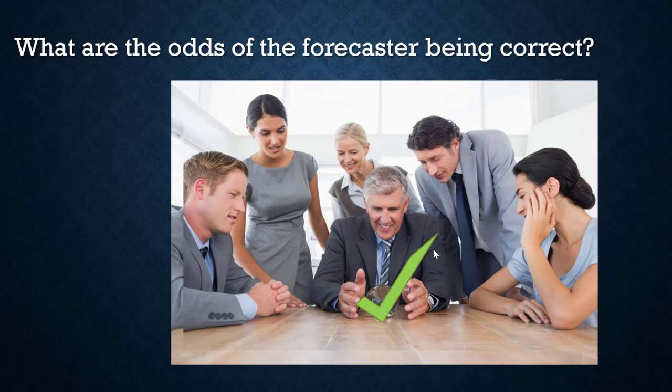How often is that forecaster correct? What are the odds of the forecaster being incorrect? We're going to factor those odds into our decision making. So A, we're going to take into account what the forecaster says. B, we're also going to take into account the percentage of time that he or she is correct, and incorrect.